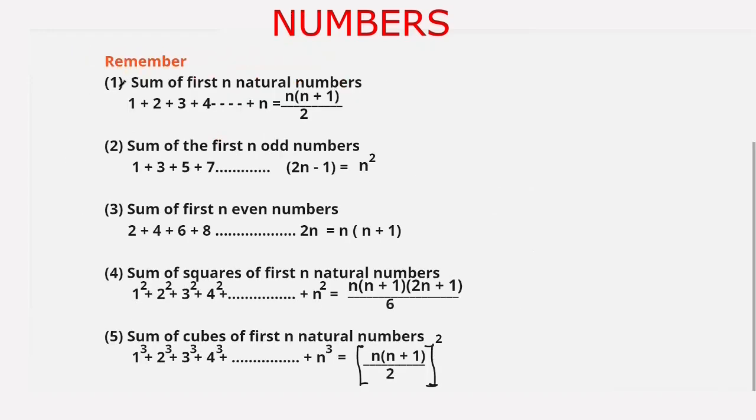For fast calculations in numbers, we should memorize or we should remember the 5 sequences. The first one is sum of first n natural numbers, given by 1 plus 2 plus 3 plus 4, these are the numbers up to n, equal to n into n plus 1 upon 2. Second sequence is sum of first n odd numbers, 1 plus 3 plus 5 plus 7, and it goes up to 2n minus 1. This is equal to n square.